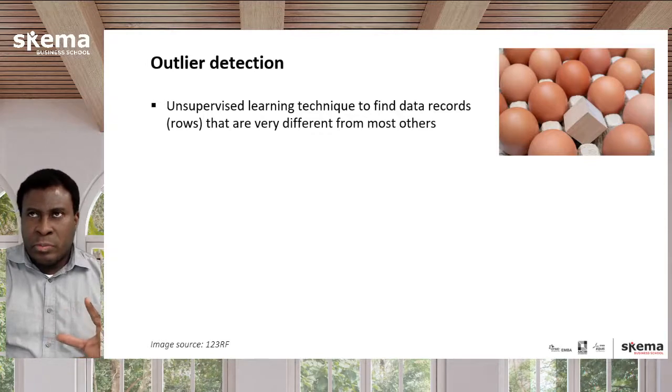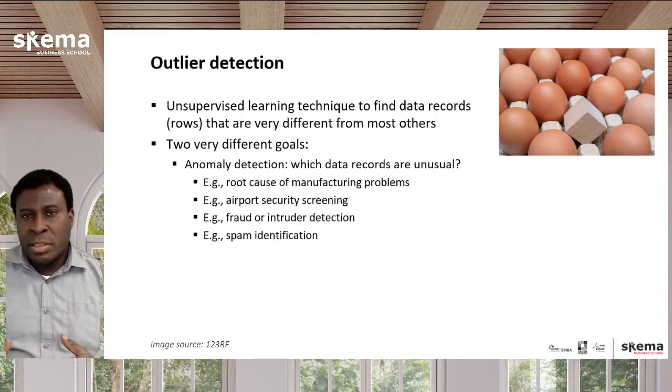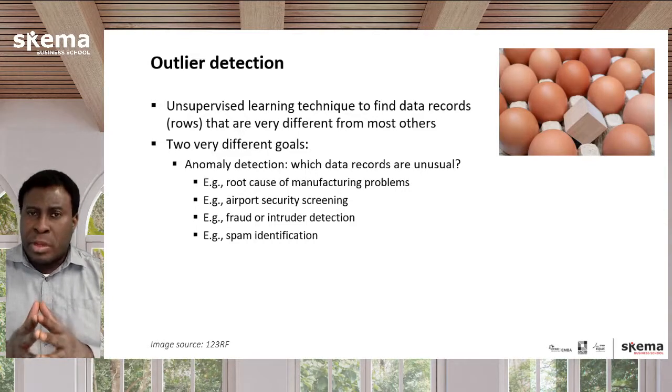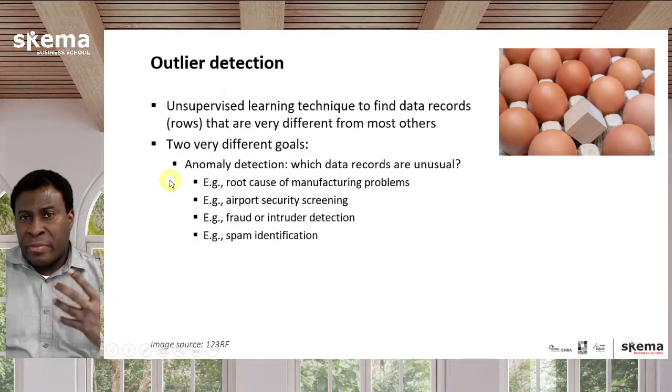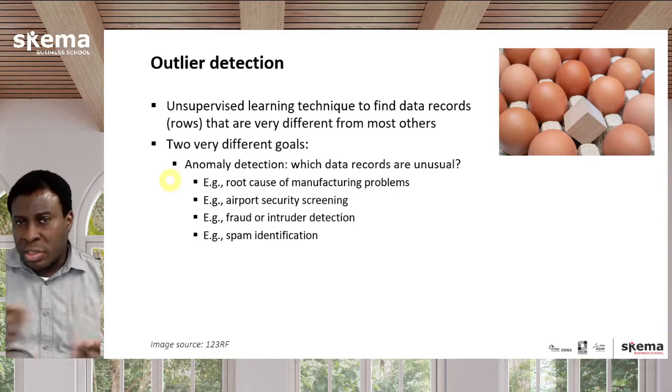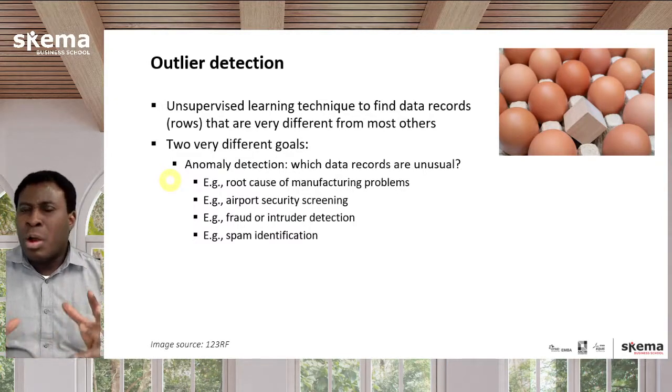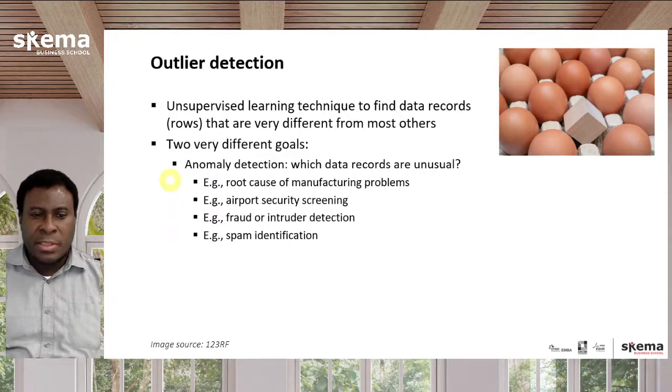There are two very different approaches or goals for which outlier detection might be applied. One is a class of problems called anomaly detection, and that's where this is the primary goal of the data mining analysis. And this tries to identify which data records are unusual. Some examples are manufacturing process data, trying to find the root cause of a problem. What was unusual in the process that eventually led to a machine breakdown, for instance.